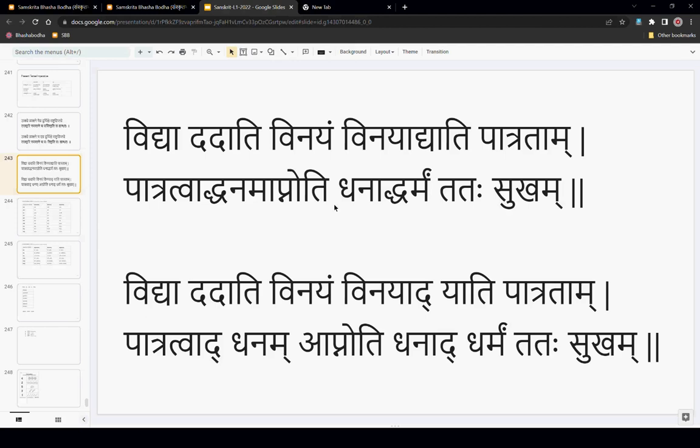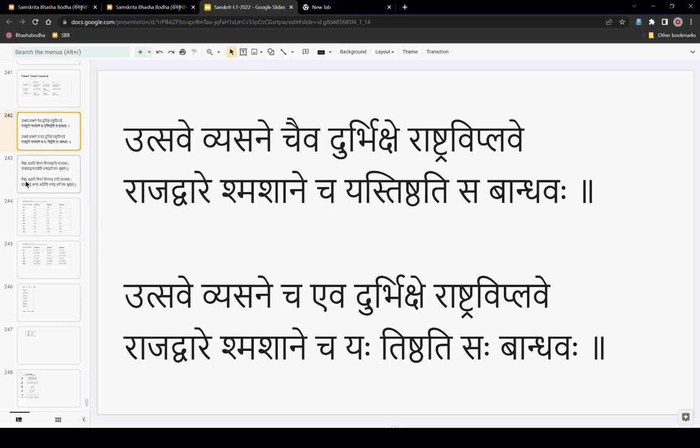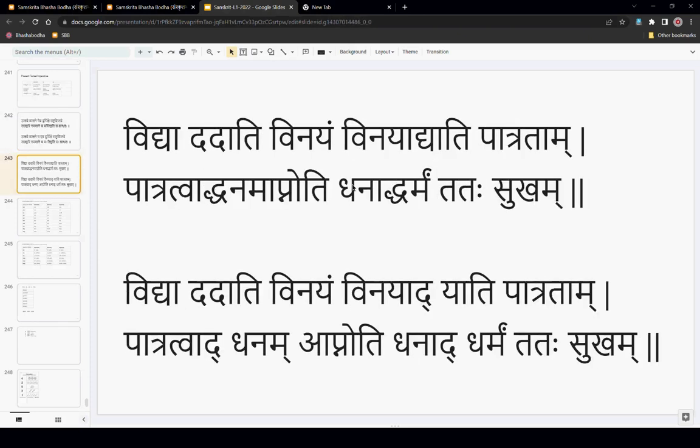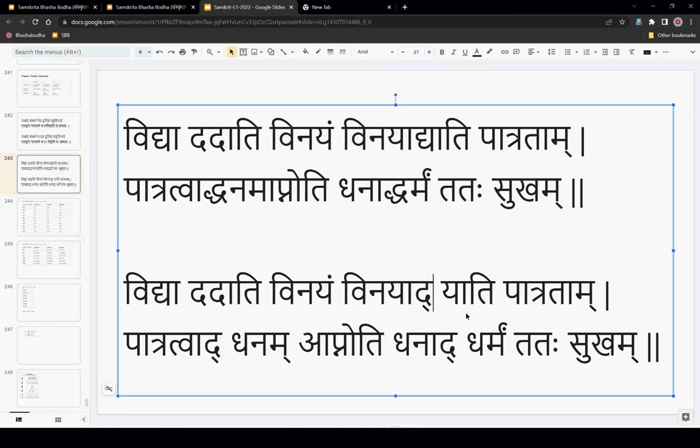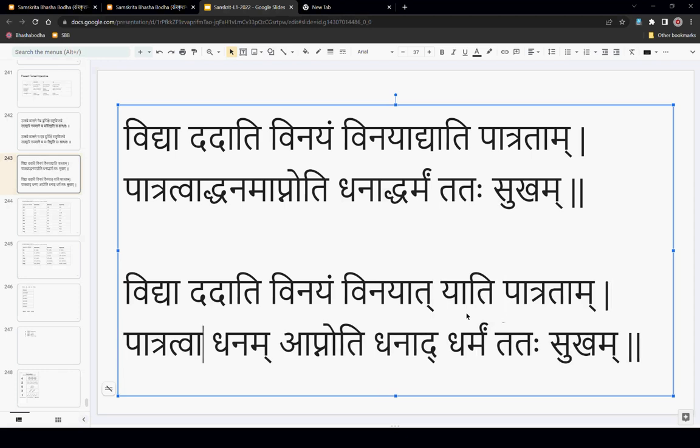A couple of things. That was a previous one as an example of Saptami everywhere, and here we have Panchami everywhere. Vinayad, Patratvat, so we have Vinayad Panchami, Patratvat Panchami, and Dhanat Panchami. Here you can say these are actually Vinayat, because of Sandhi, the d is coming there. Vinayat.